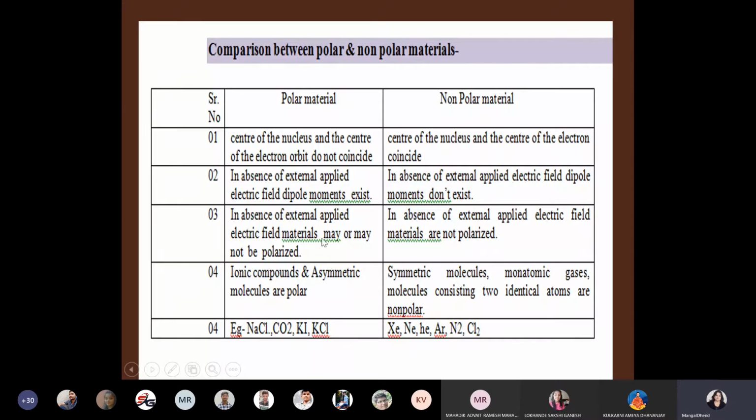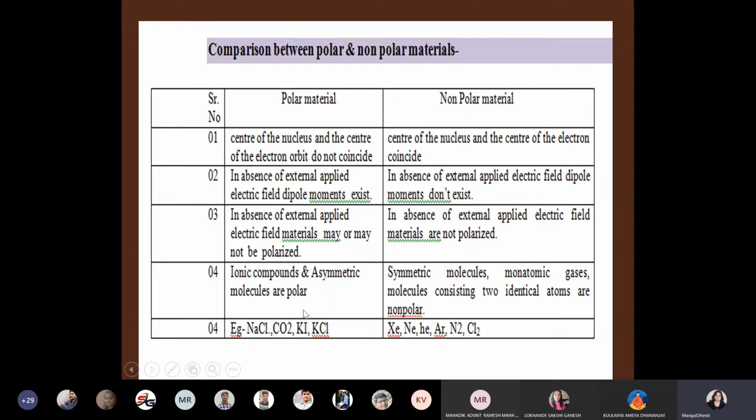And in the absence of an external applied field, materials may or may not be polarized. Why may it not be polarized? Dipole moments are there, but the resultant of those dipole moments will be zero. So it is said that a polar material may not be polarized in the absence of an electric field. This is the most important thing.